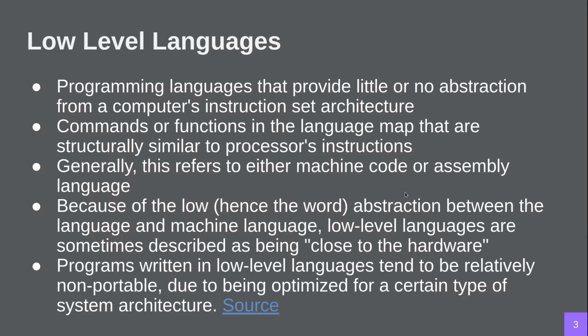Low-level languages are languages that are close to the CPU. So they don't provide very much abstraction from a computer's instruction set. And it's quite important in computer programming to get words for things. And abstraction is a common term used in programming.